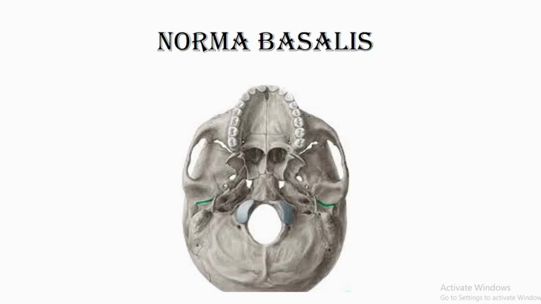Hi everyone, so today we are going to learn about norma basalis externa. That means the basal view or the inferior view of the skull. This is a complicated structure, but it is very essential for the purpose of understanding because it provides passageway for many vital neurovascular channels. So today we'll be learning about the norma basalis.